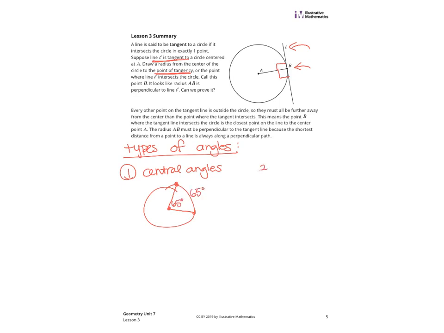Then the second type of angle we learned was an inscribed angle. An inscribed angle has its vertex on the circle. And the special relationship for an inscribed angle and its arc was that it's half of its arc. So this would be 35 degrees.